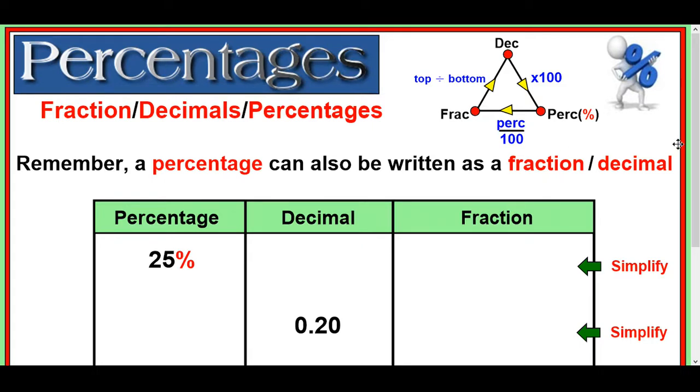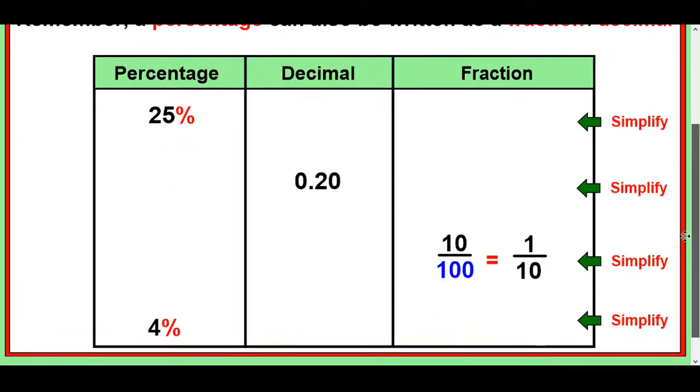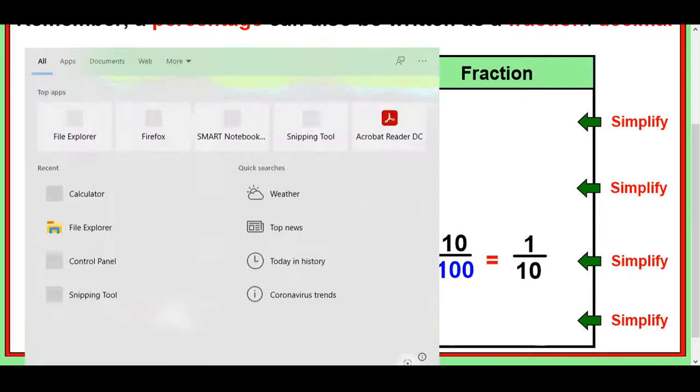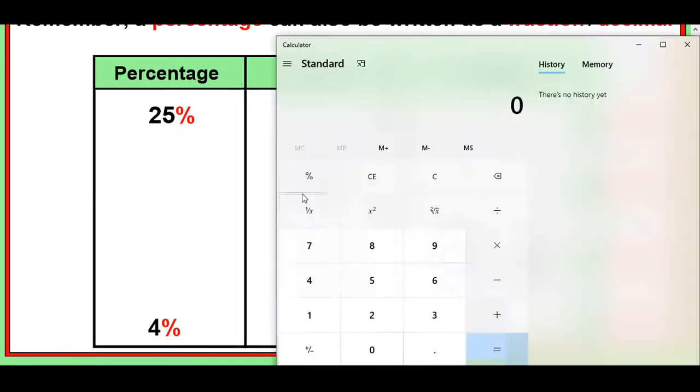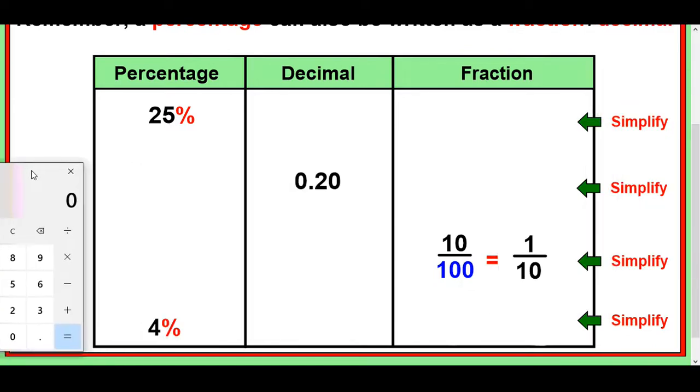So what I've done here is I've got a table, and I'm going to look at how to get from percentages to decimals to fractions within the table. So the first thing I'm going to look at is the 25%. You're allowed a calculator in this exercise, so I'm going to get my calculator ready. So we'll start with the 25%.